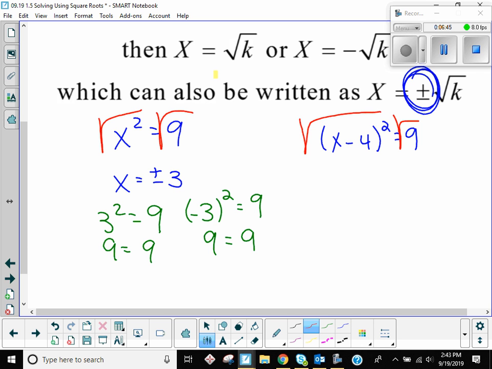Okay, the property we're learning today is very specific for this situation. Something squared equals a constant number. So if I take the square root of both sides, on the right-hand side, I still get positive negative 3, just like I did before. But on the left, the root cancels out the power, and I'm left with what's underneath. That's called the radicand. X minus 4 equals plus or minus 3.